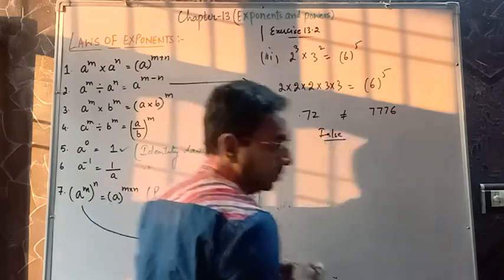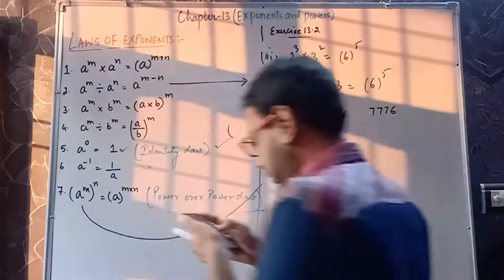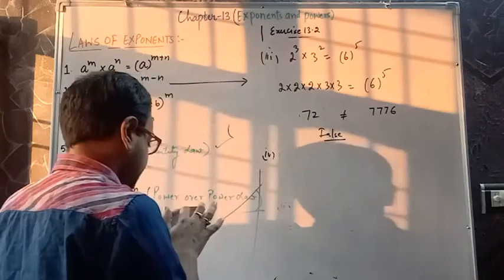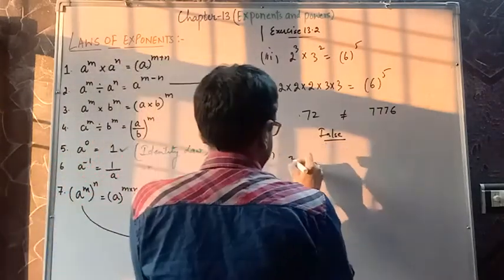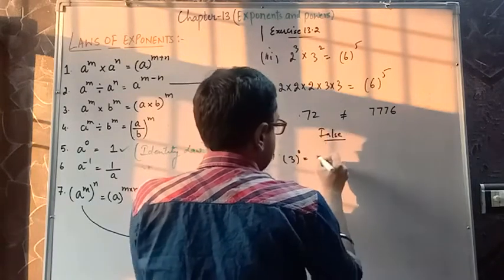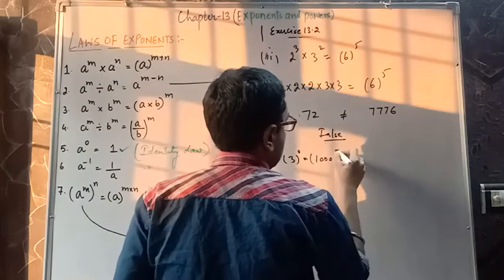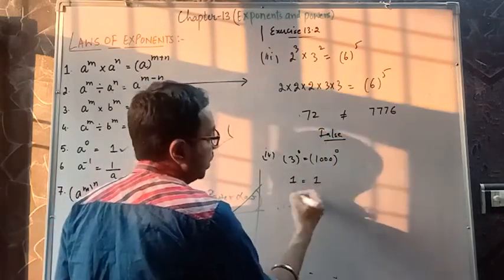Fourth question, fourth part, very easy to do. Let's do it. 3 raised to power 0, and we are getting 1000 raised to power 0. Are they equal? Yes. 3 raised to power 0 is 1, 1000 raised to power 0 is 1. 1 is 1. True.